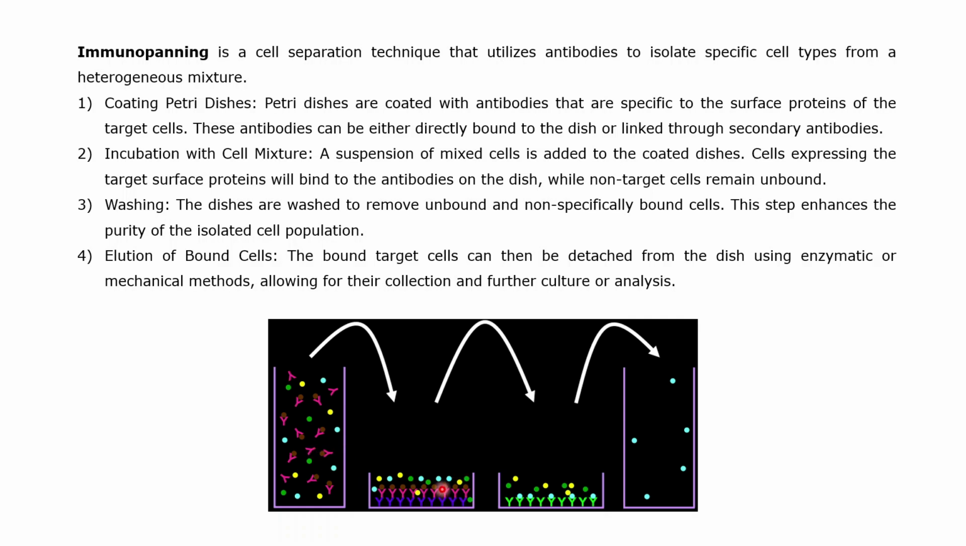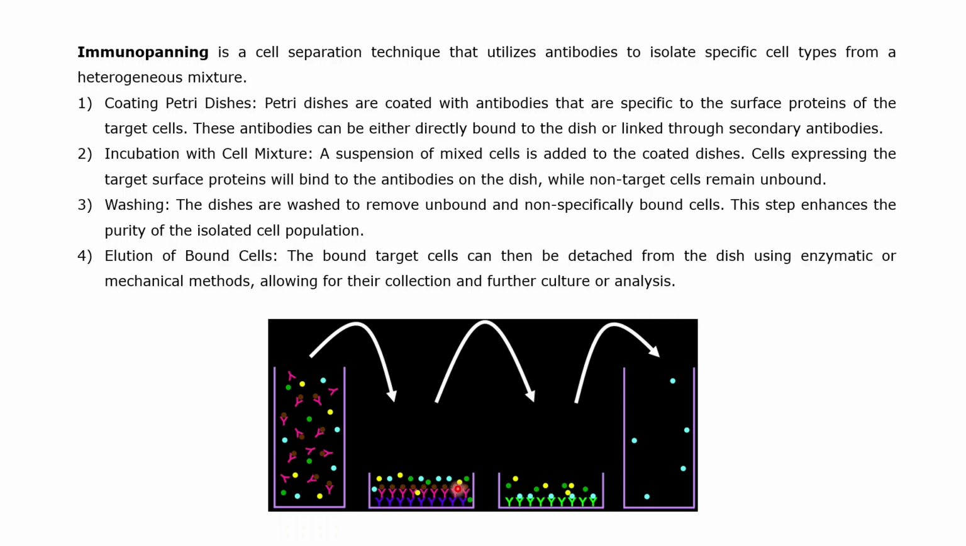If you transfer this incubated sample into a Petri plate containing a secondary antibody that binds to the primary antibody, and incubate it for some time, the Fc region of the primary antibody interacts with this region of the secondary antibody, and they form an antigen, primary antibody, secondary antibody complex. All the other components that do not interact with the primary antibody are left suspended within the solution.